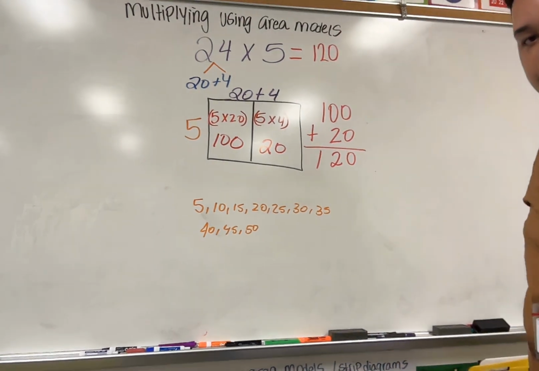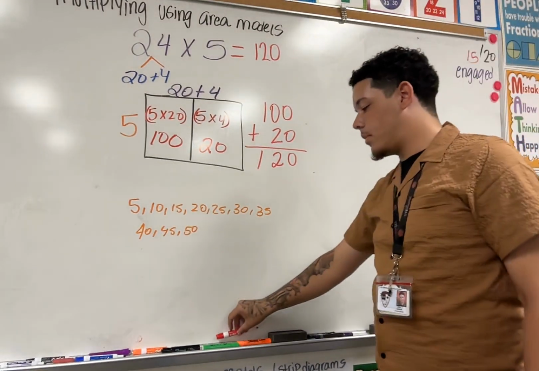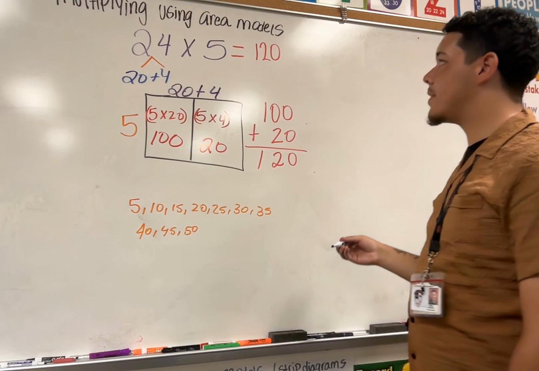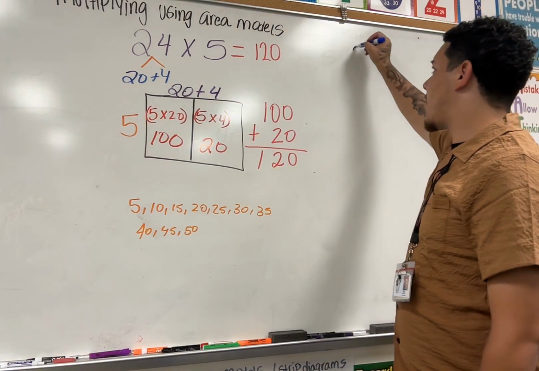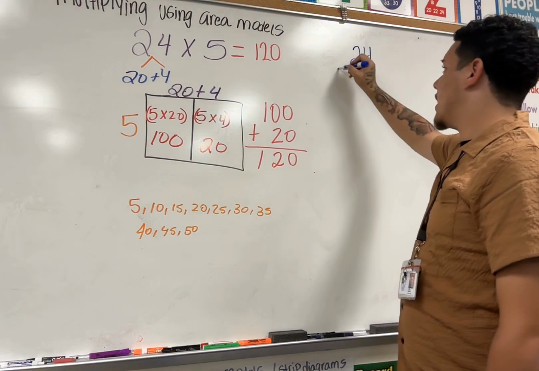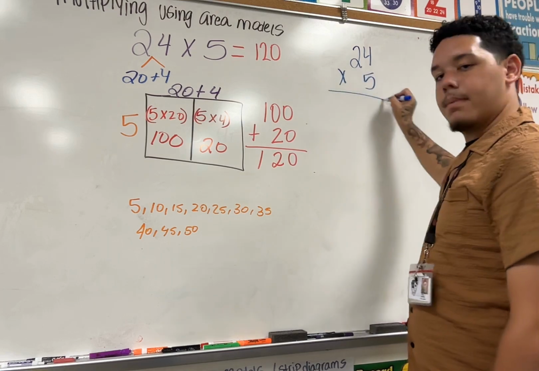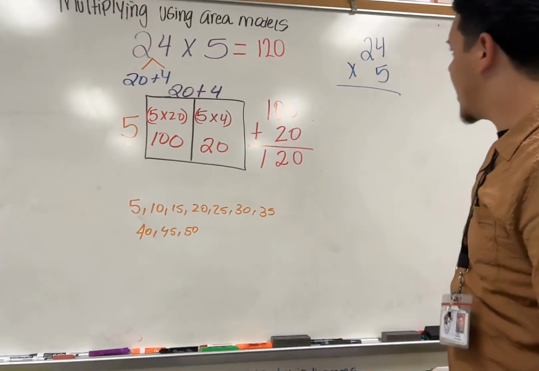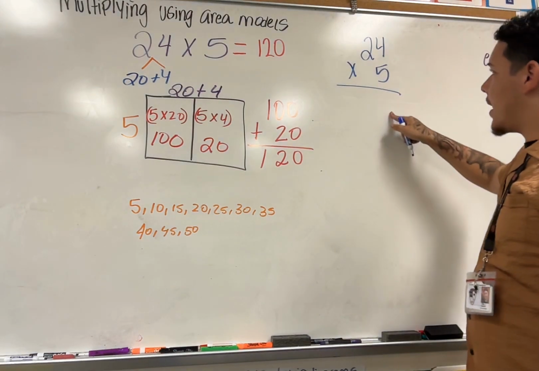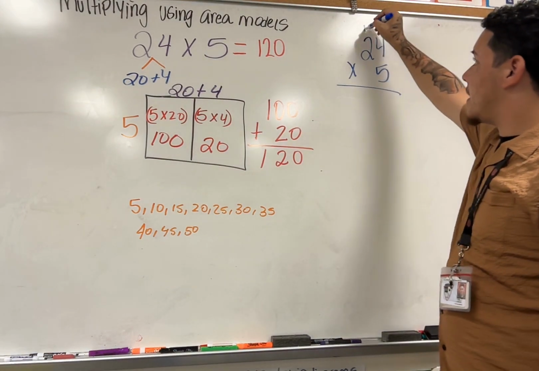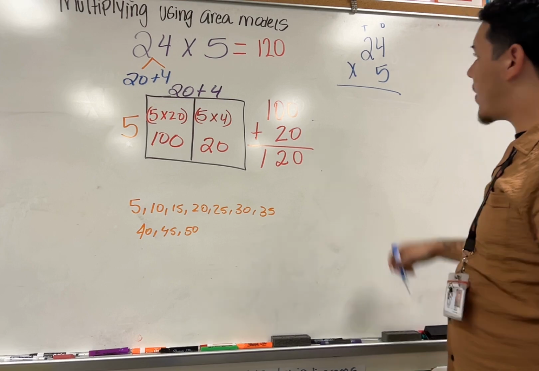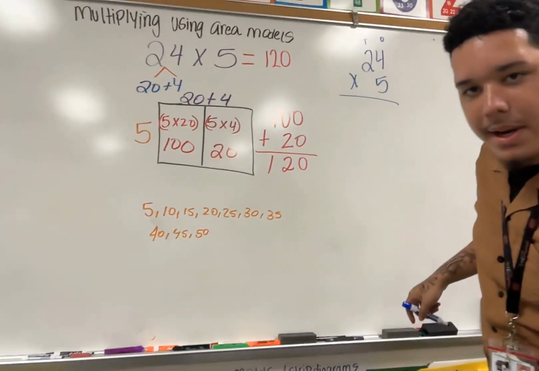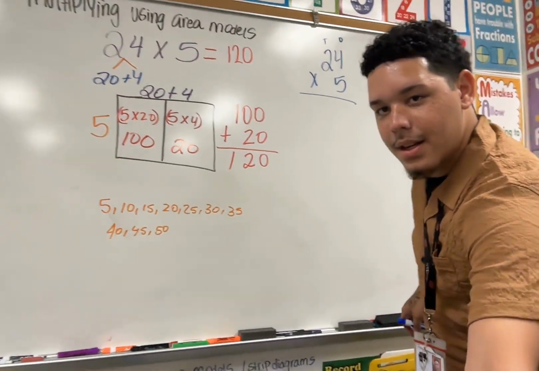All right, now let's talk about standard algorithm. You can also solve this problem using standard algorithm. So the way that I like to do this is if I have the same problem, I'm going to write it vertically. So it's 24 times 5. All right, now when we're solving, I'm going to start off with labeling my 1s and my 10s place. So if I go ahead and do 24 times 5, let me move this over so you can see. Maybe I'll move it back over here. All right, there we go.